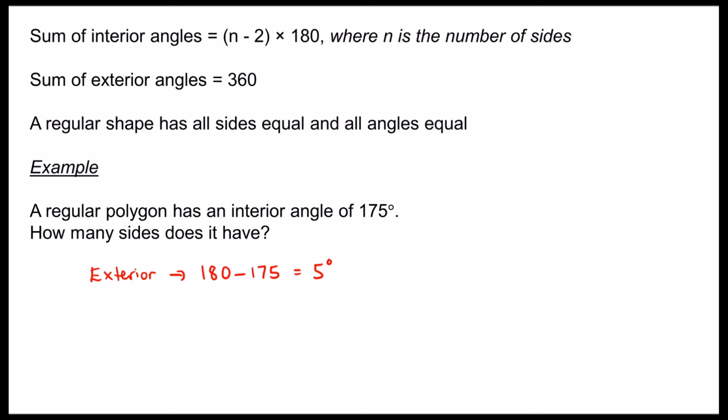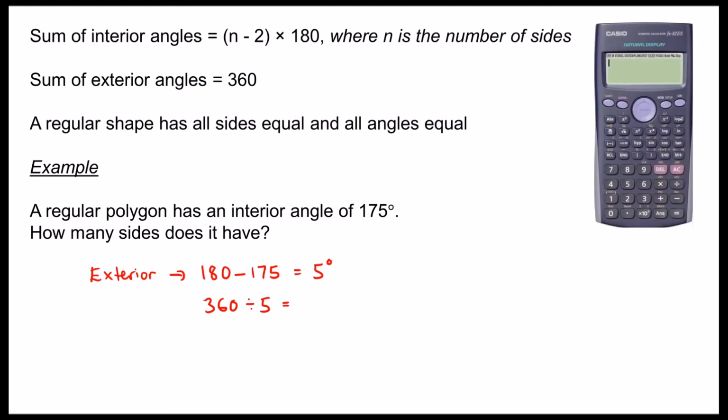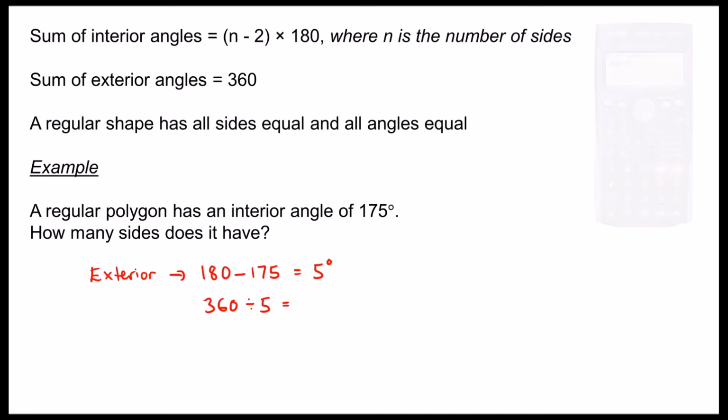As with the previous question, I can now do 360 ÷ 5 to work out the number of sides. If I need to, I can use my calculator to help me work this out. So 360 ÷ 5 gives me an answer of 72. That means that my shape must have 72 sides.